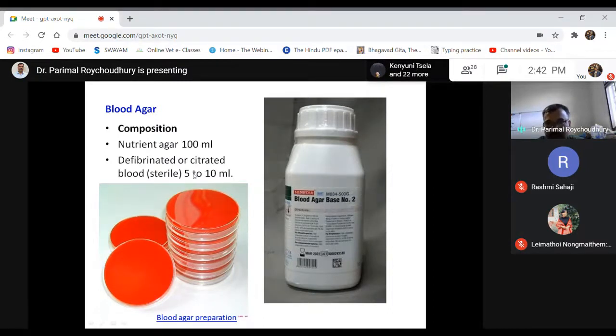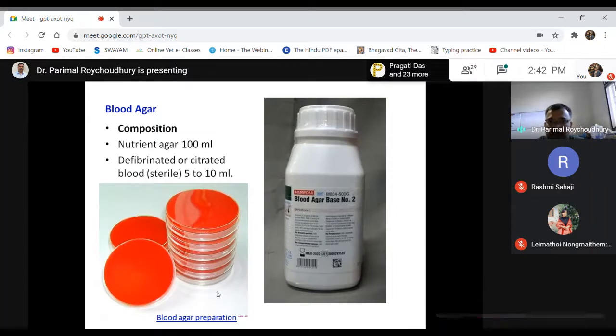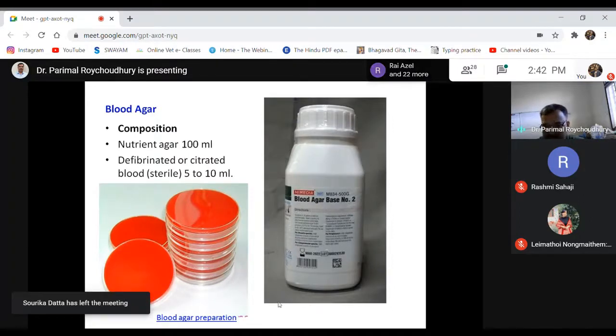How we prepare the blood agar is that we need a basal media, say nutrient agar, and then we add 5 to 10% defibrinated blood. Now here a problem arises. The culture media when prepared can be sterilized by autoclaving, but blood we cannot sterilize by autoclaving. We cannot apply heat. So the only way is to collect the blood from a healthy animal by jugular puncture in a very clean and sterile environment.